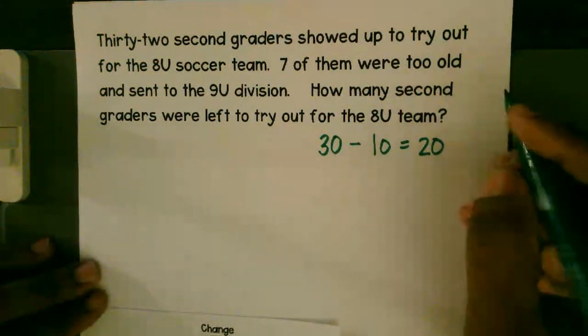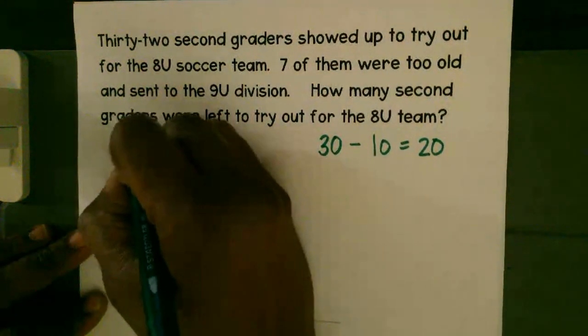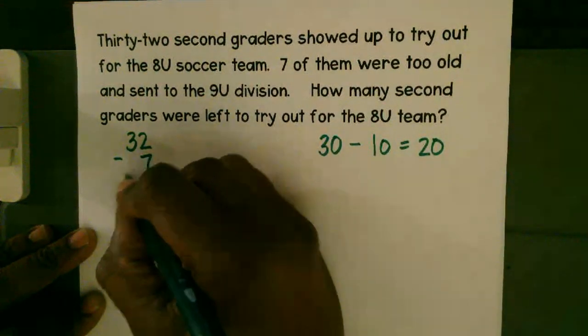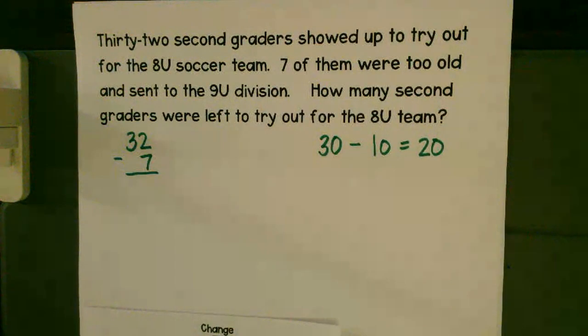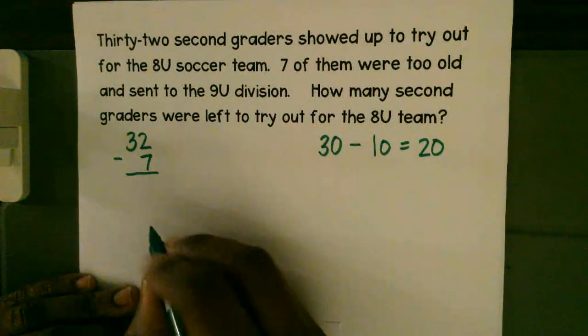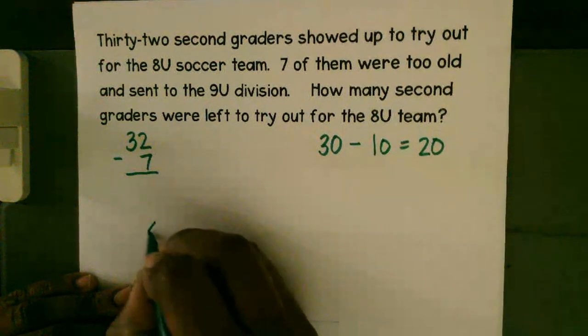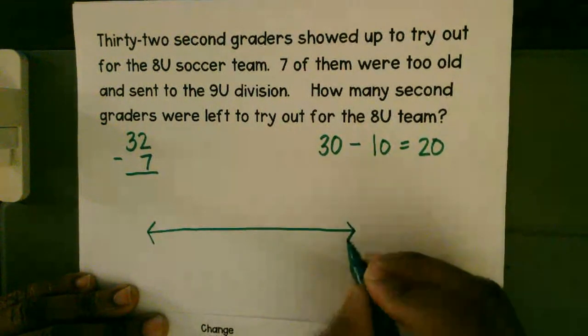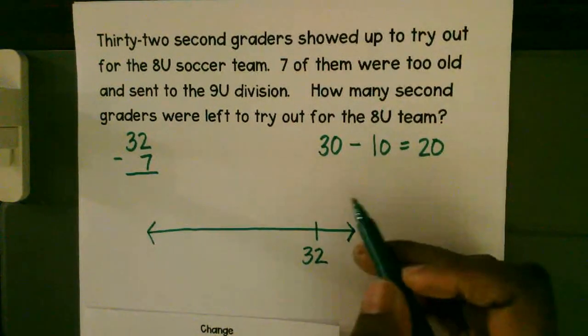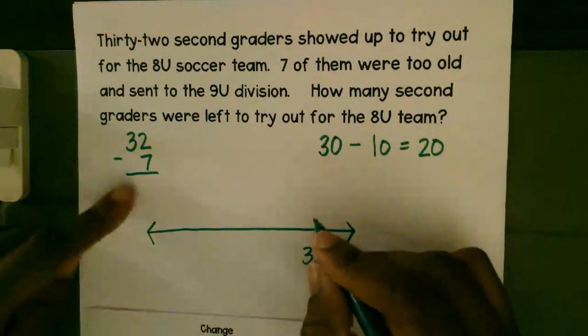All right, so I am going to write my number sentence, 32 minus 7, to figure out how many are left. Now I don't want to have to borrow or regroup, so I am going to use an open number line to take away that 7.